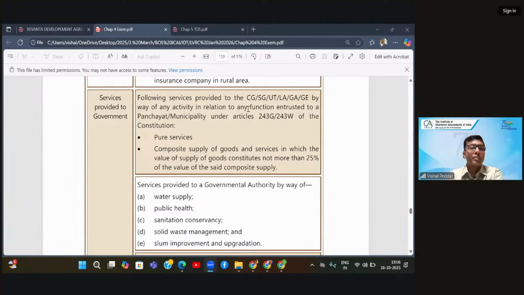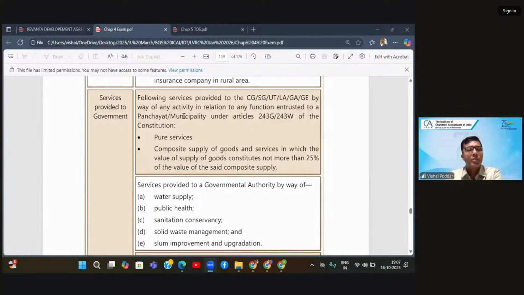Again, what are these services? These are services in relation to functions which are entrusted to municipality. So I'll give you an example. I just explained to you the same points where the government was providing the service. What service? Daily, you have the vehicle coming to your doorstep for collecting the daily garbage. So it is the garbage collection service.